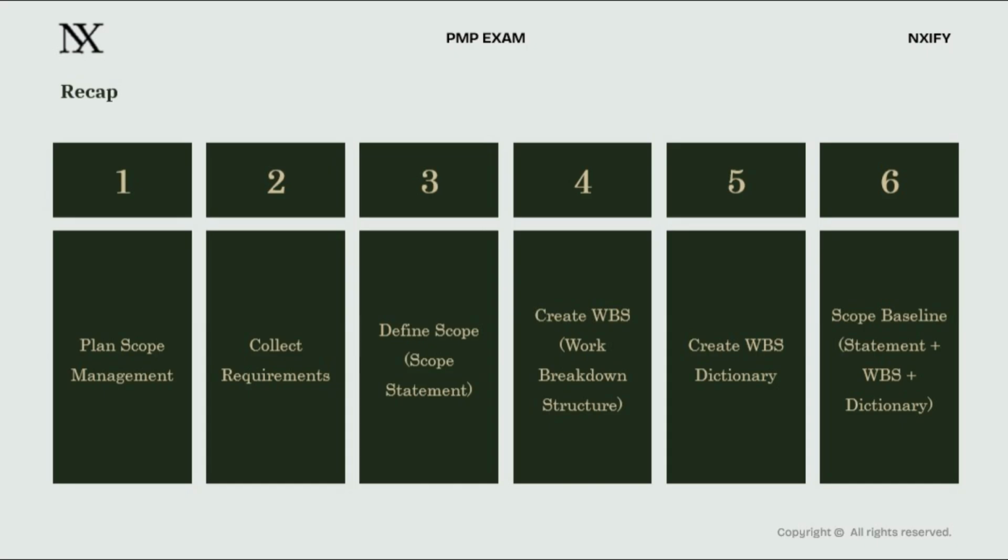Step 6. The scope baseline is complete. And here is where everything converges. The approved scope statement, the WBS, and the WBS dictionary come together, 3 documents locking arms to form your scope baseline. This is not just a formality. This is the measuring stick for the entire project. Every decision about scope change, every moment of scope validation, every conversation about whether the project is delivering what was promised, it all comes back to this baseline.